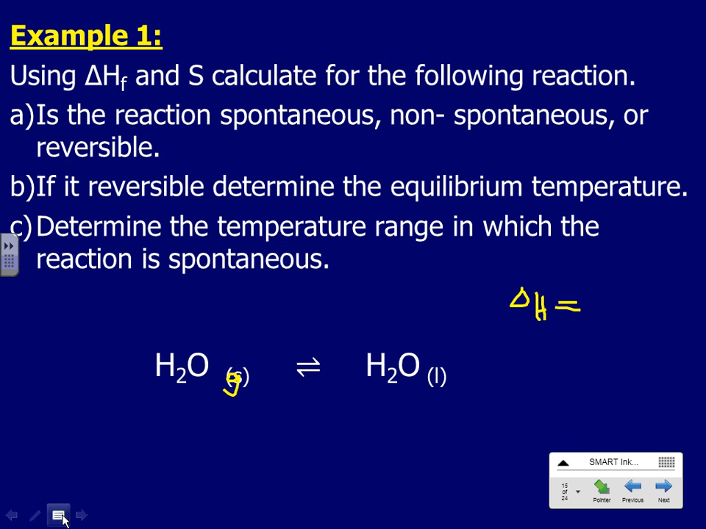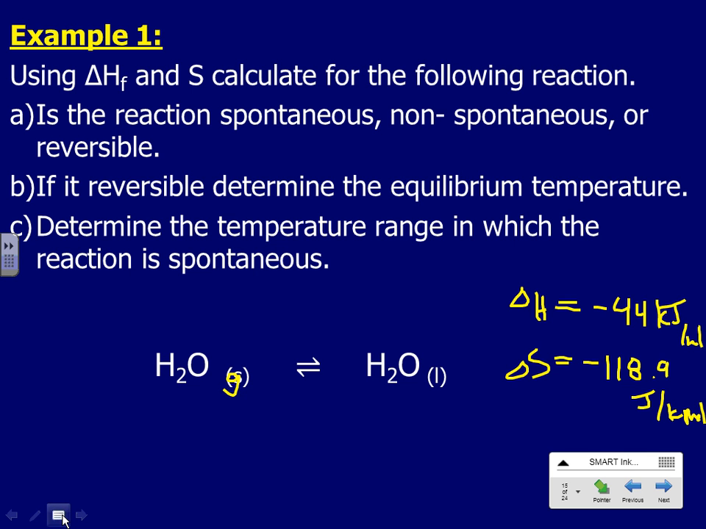What was the delta H? Yep. Negative 44 kilojoules per mole. And what was the delta S? Yep. Negative 118.9 joules per Kelvin mole.